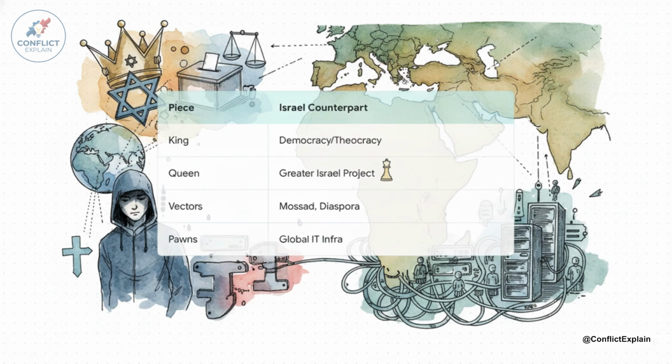Their queen is identified by the source as the Greater Israel Project, which is a strategy aimed at expanding influence and securing unassailable regional dominance against hostile neighbors. Their primary vectors are the Mossad, arguably the most effective intelligence agency in the world, their global diaspora, and immense support from Christian Zionists abroad. Their pawns, according to this framework, include their deep integration into global IT infrastructure. By embedding their technological innovations into the global economy, they utilize tech influence as a shield, making themselves totally indispensable to the very nations that might otherwise try to pressure them diplomatically.